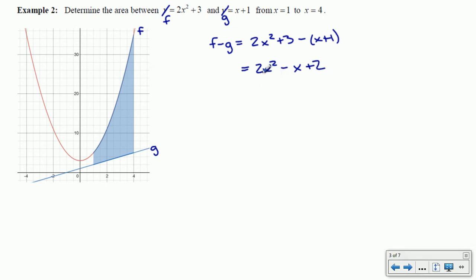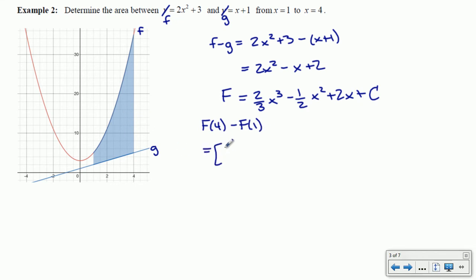Now, where did this derivative come from? We'll call that capital F. This should have come from 2/3 x cubed minus 1/2 x squared plus 2x plus c. And if we do F at 4 minus F at 1, that will give us this blue area. So let's do that. Sub in a 4 everywhere you see an x first.